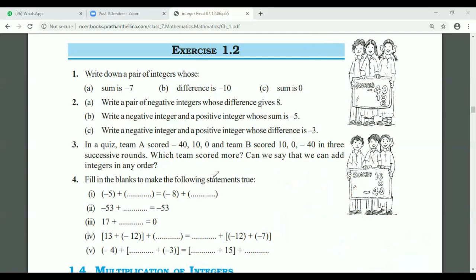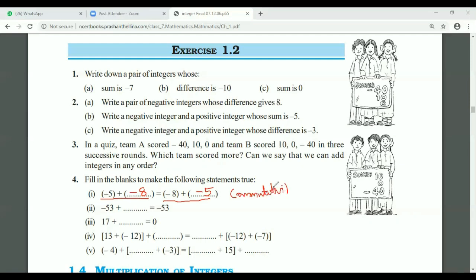Now we can go through question number 4. Negative 5 plus blank is equal to negative 8 plus blank. So we want the same answer in both cases. Which number do you want to add to make this mathematical statement equal? Since this is addition, we can take negative 8 here. The missing number here will be negative 8 and the missing number here will be negative 5. So addition can be in any order. This is called the commutativity property.